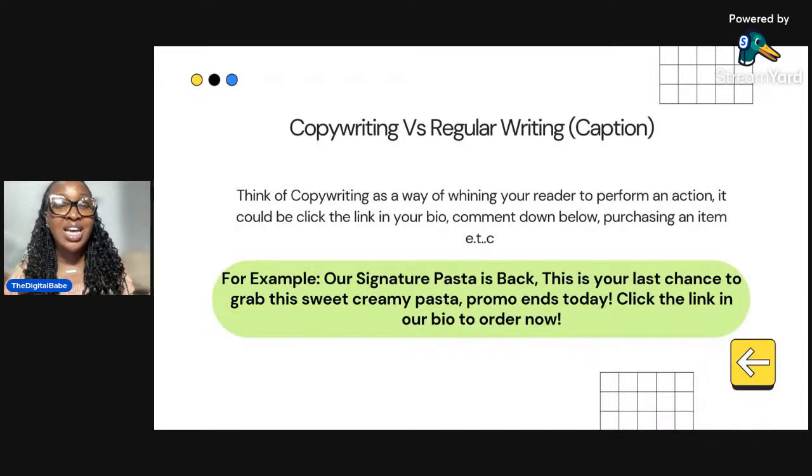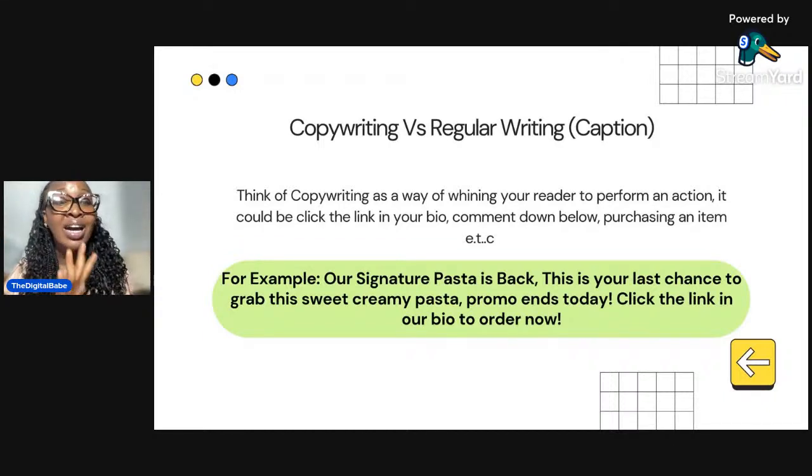Our signature pasta is back. This is your last chance to grab this sweet, creamy pasta. Promo ends today. You can see that the call to action is there. So they are not telling you that this pasta is going to be around tomorrow. They're telling you that the promo ends today. Oh, so the 50% off that we are giving you is today. So if you're not buying today, you're not going to get 50% off tomorrow.